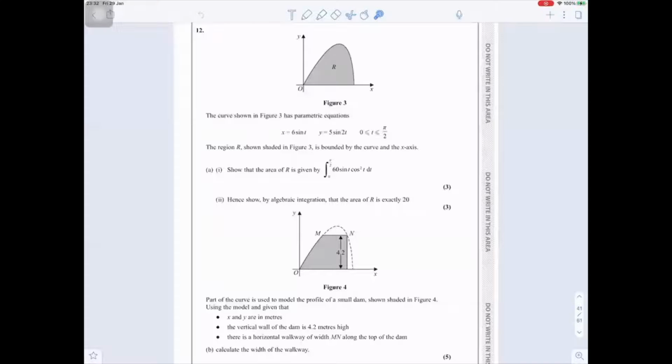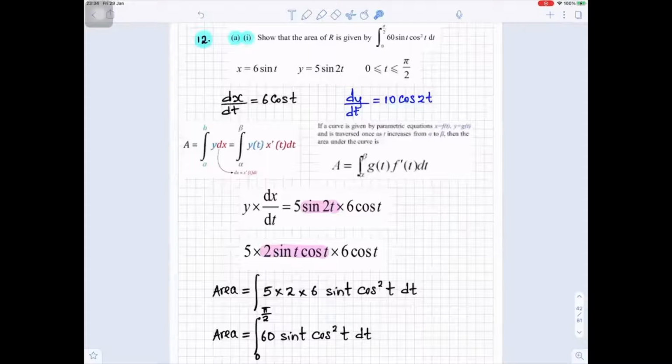Question number 12. The curve shown in figure 3 has parametric equations x equals 6 sine t and y equals 5 sine 2t. The region R, shown shaded in figure 3, is bounded by the curve and the x-axis. Show that the area of R is given by the integral from 0 to pi over 2 of 60 sine t cos squared t dt. So for question 12, we want to find dx over dt.